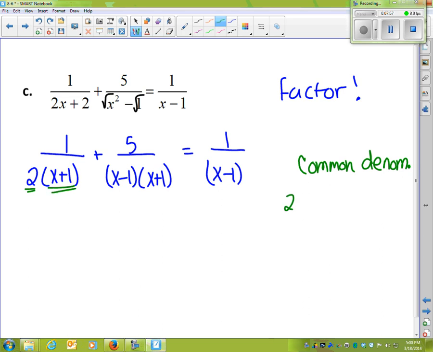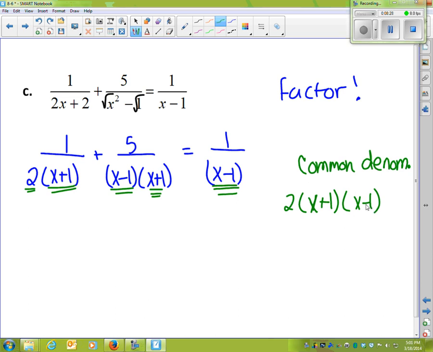Here's x plus 1. I've got it twice. I don't need to include it. I've already written it in the common denominator section. I've got x minus 1. But again, I only need to write it one time. So when I see it here, it's already in that common denominator section.